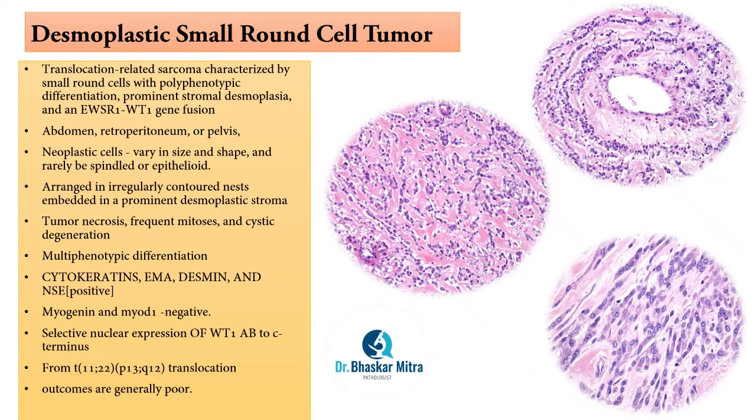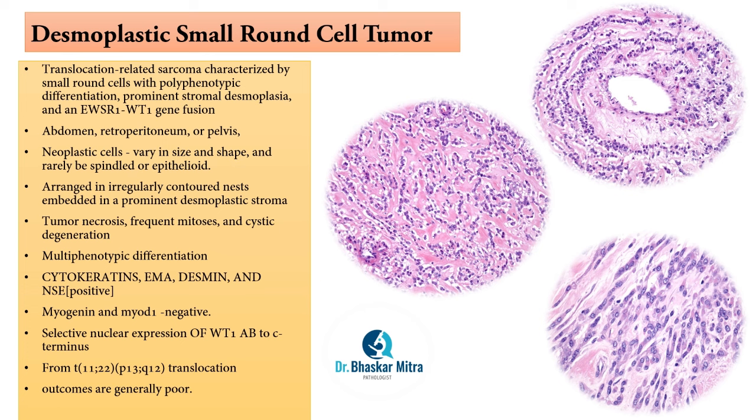In this group comes the desmoplastic small round cell tumor. Here again, the neoplastic cells vary in size and shape, most commonly affecting the abdomen and the retroperitoneal area. We can find tumor necrosis or spindle areas and frequent mitosis among this tumor. This tumor usually shows cytokeratin, EMA or desmin positivity.